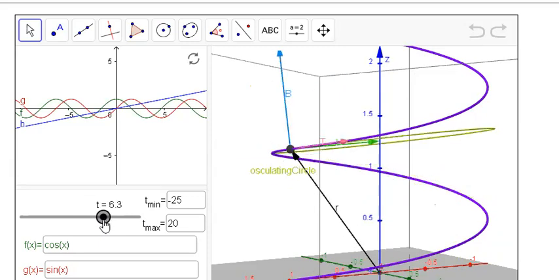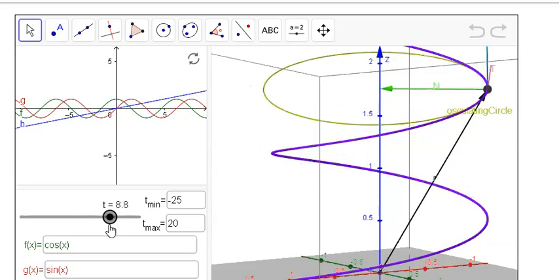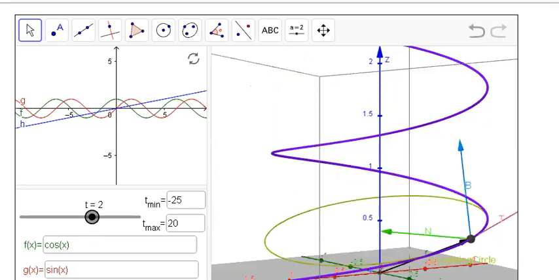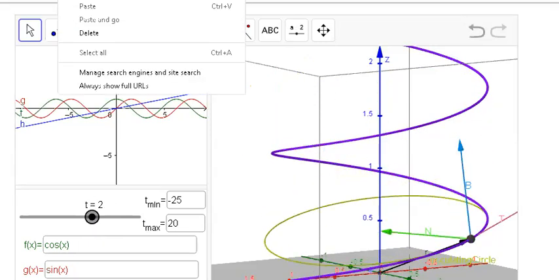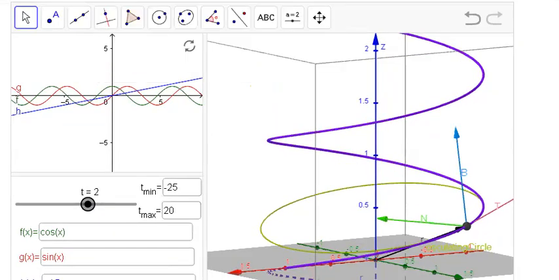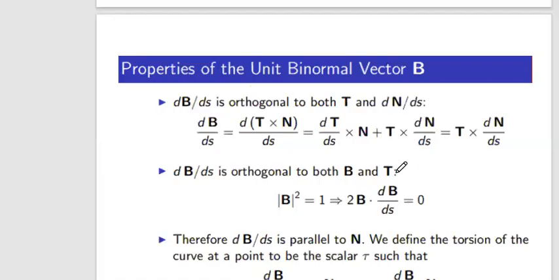It's moving. I will send this link to you, I will send this copy to everybody. Now let me pause the session.